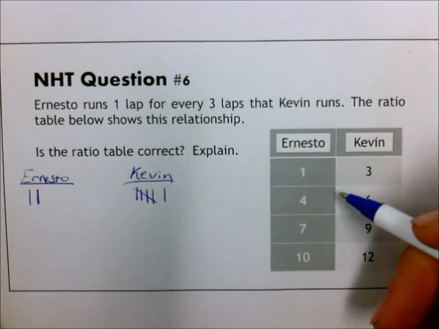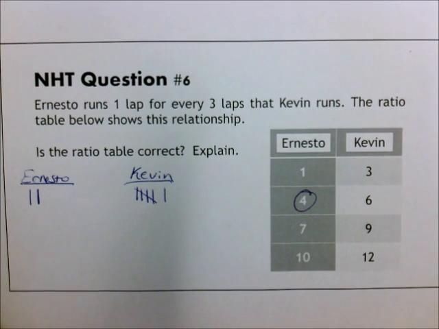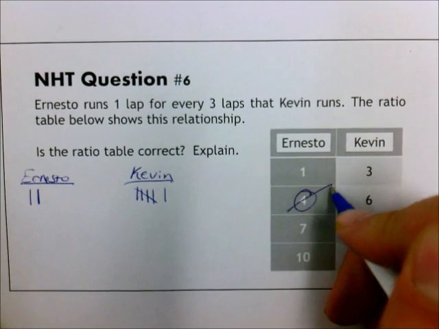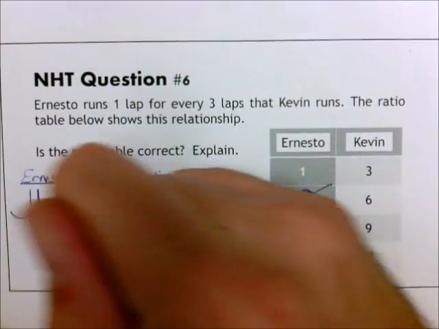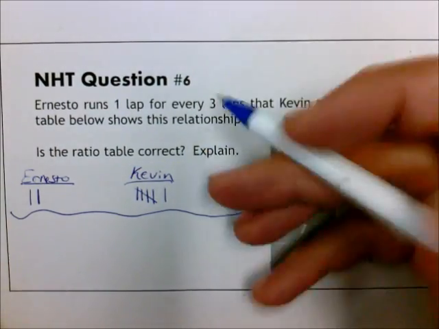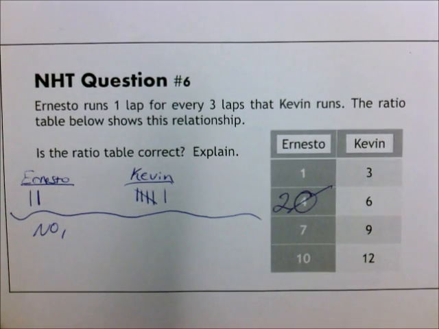We look over here. We don't have 2 to 6. We have 4 to 6. Now, right there, we know that's wrong. We said it should have been a 2. So we know now what our answer is. Is the ratio table correct? No. But now we need a good explanation why. We can't just say no because the numbers are wrong. Why are the numbers wrong? What did they do differently that they should have maybe done?